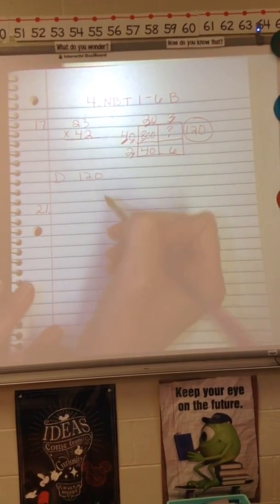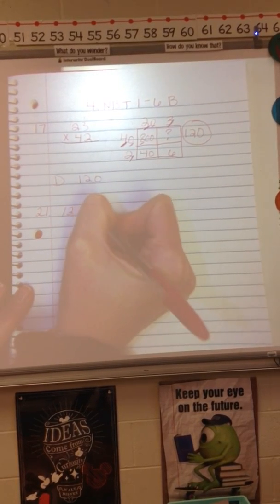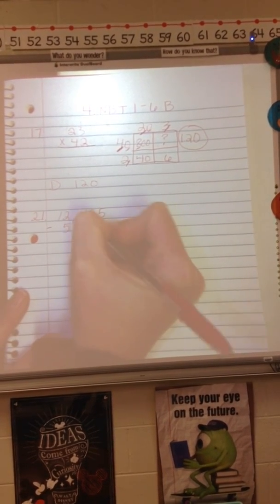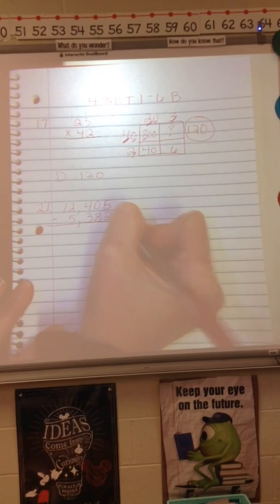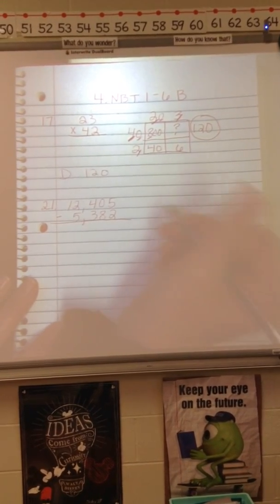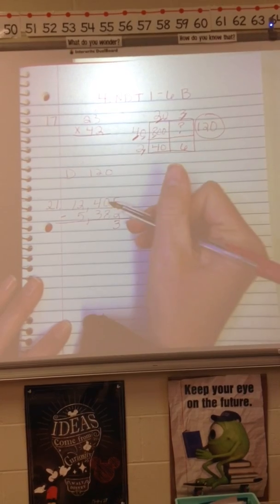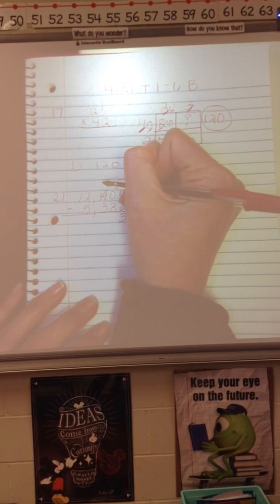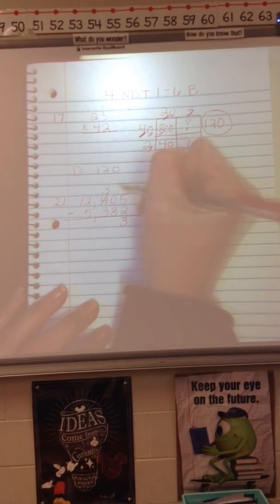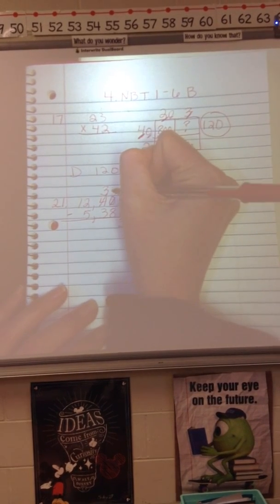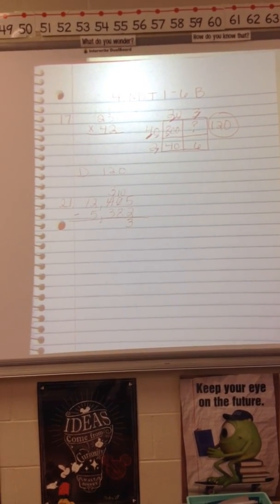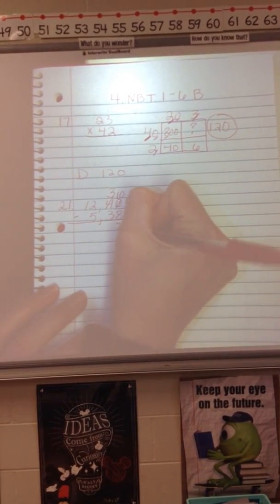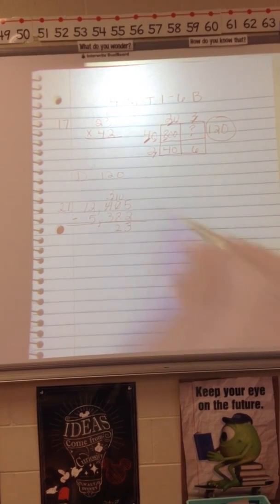21. It said 12,405 minus 5,382. 5 ones minus 2 ones is 3 ones. 0 minus 8 tens. You can't do that, so you have to borrow one from the hundreds place. So this 400 becomes 300, and now you can add that 100 here, so it makes it 10 tens, which equals 100. So 10 tens minus 8 tens is 2 tens. 300 minus 300 is 0.